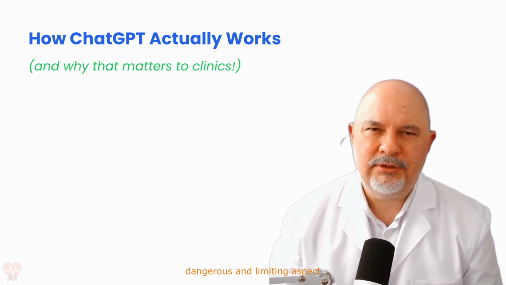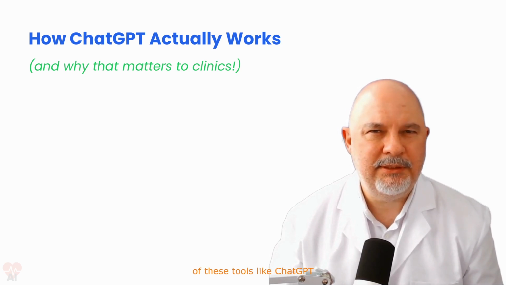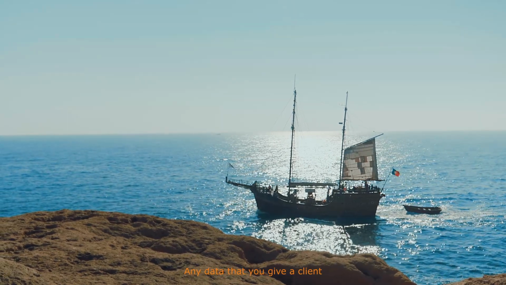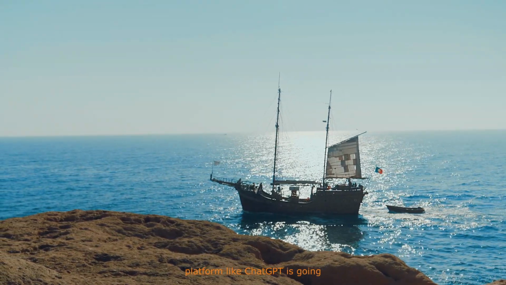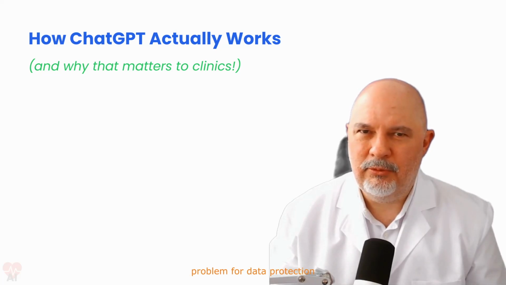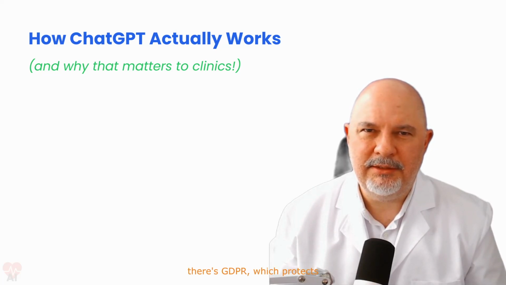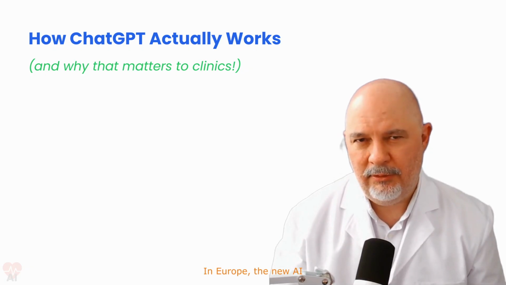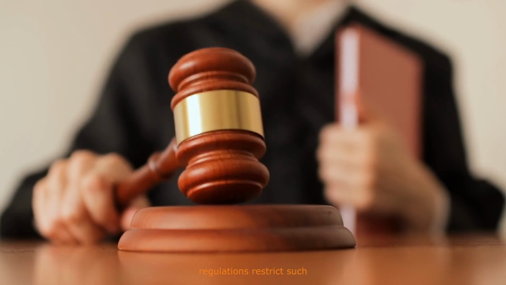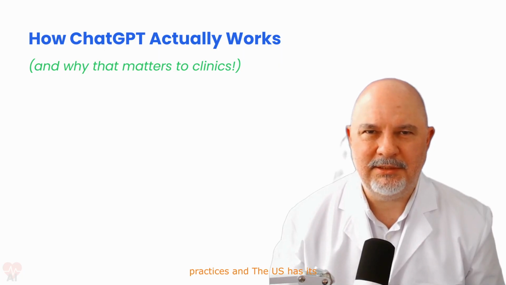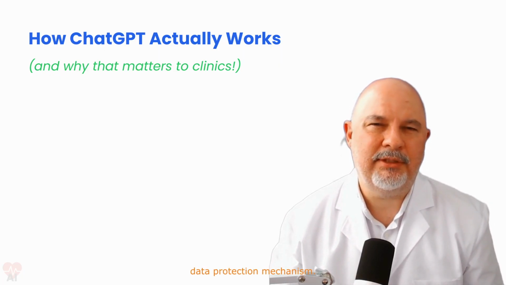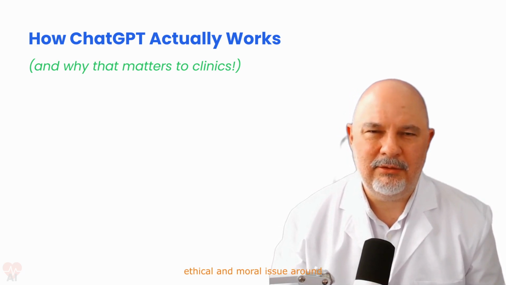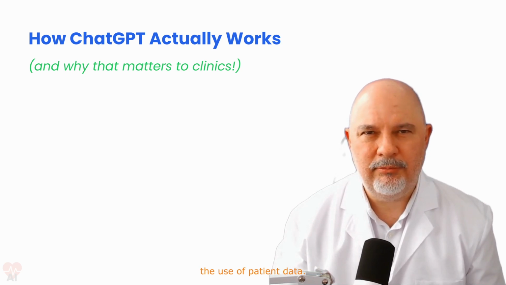Thirdly, the most dangerous and limiting aspect of these tools like ChatGPT is data governance. Any data that you give a cloud platform like ChatGPT is going offshore. That's clearly a problem for data protection laws. For example, in the UK there's GDPR, which protects where data is housed. In Europe, the new AI regulations restrict such practices, and the US has its own insurance-based legal data protection mechanism. So clearly this is a compliance risk and an ethical and moral issue around the use of patient data.